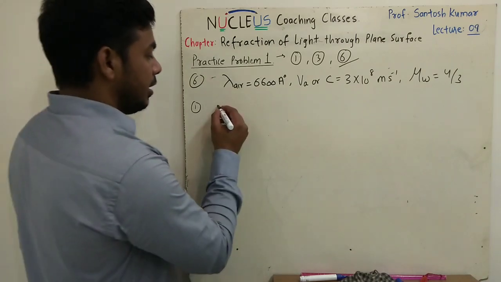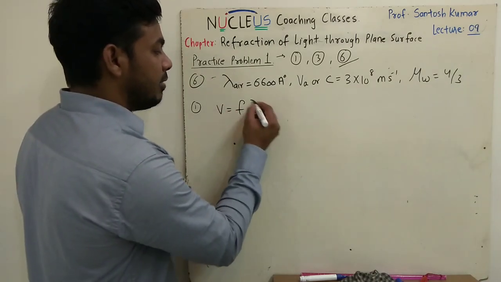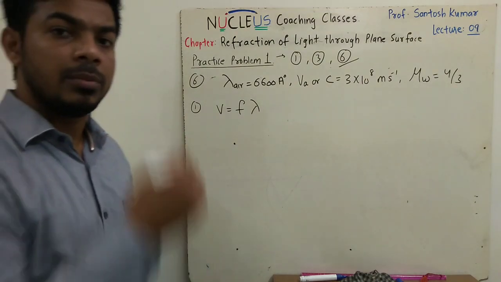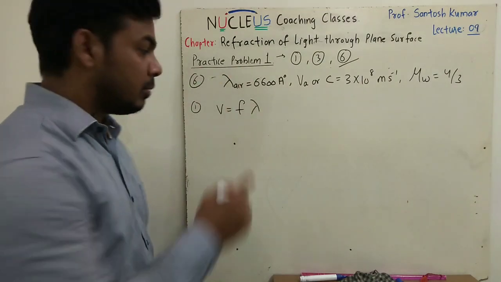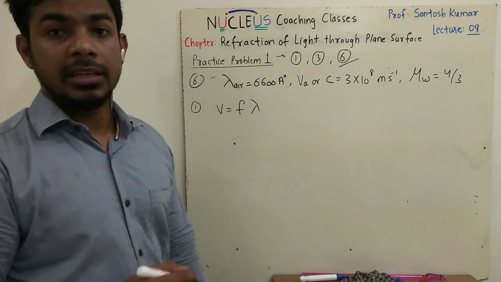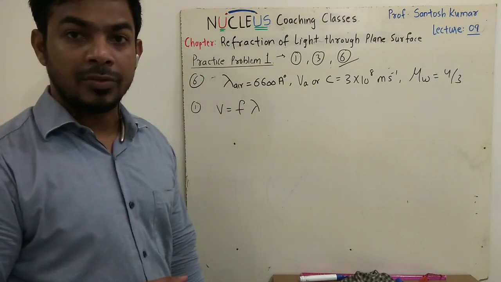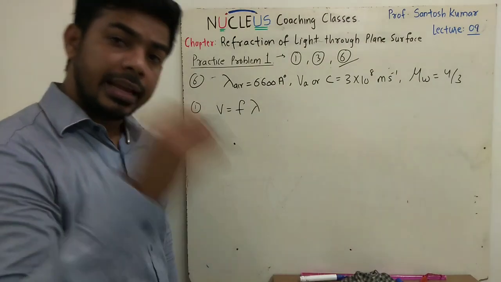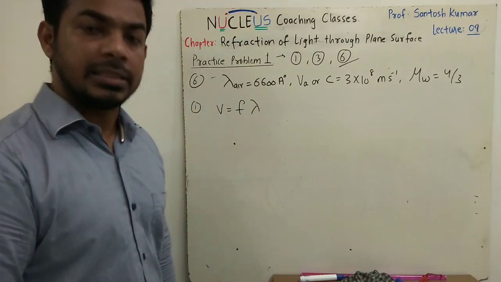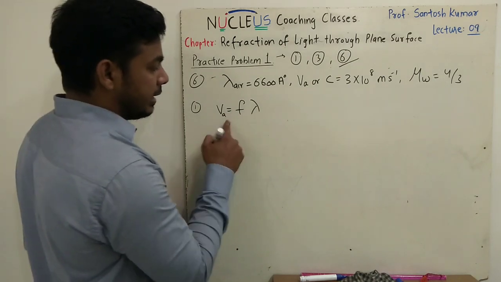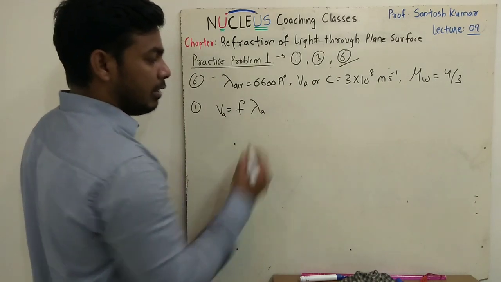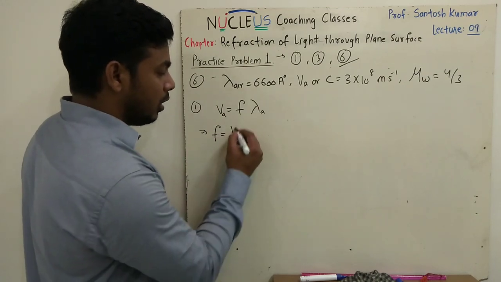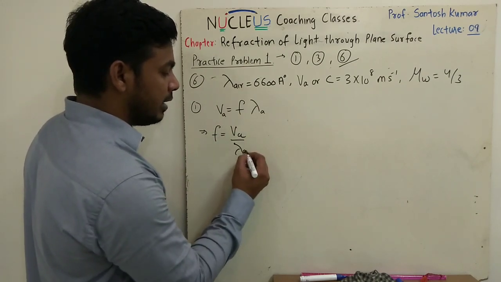Now we know that V is equal to F lambda, and you are aware that whenever a ray travels from one optical medium to another optical medium, the velocity and wavelength change, but what will remain the same is the frequency. So whether you calculate the frequency of orange light in air or in water, it will remain the same. The velocity in air can be written as F into the wavelength in air. So frequency will be equal to the velocity in air upon the wavelength in air.